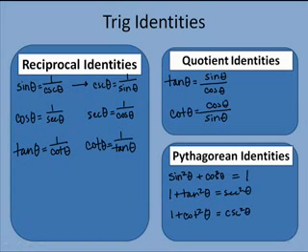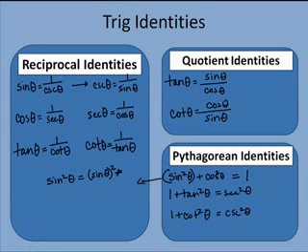And something to note is that this sine squared theta, that's how we write it in trig, but that's equal to sine of theta, squared. But when we write it out, we write the exponent between sine and theta. Okay, so make sure you know that this is true.